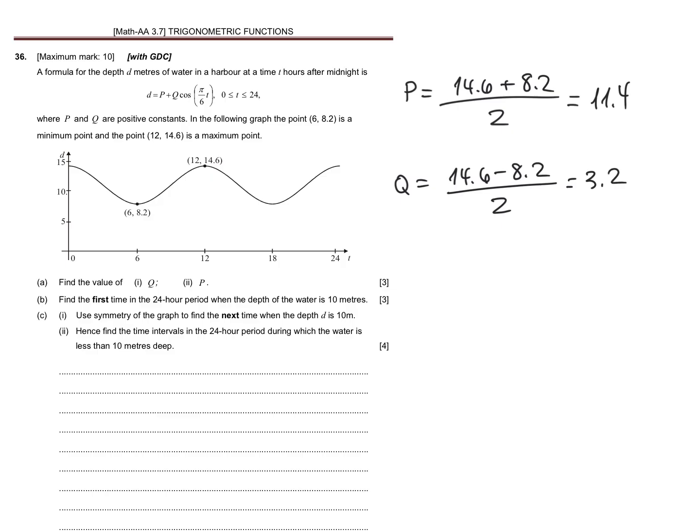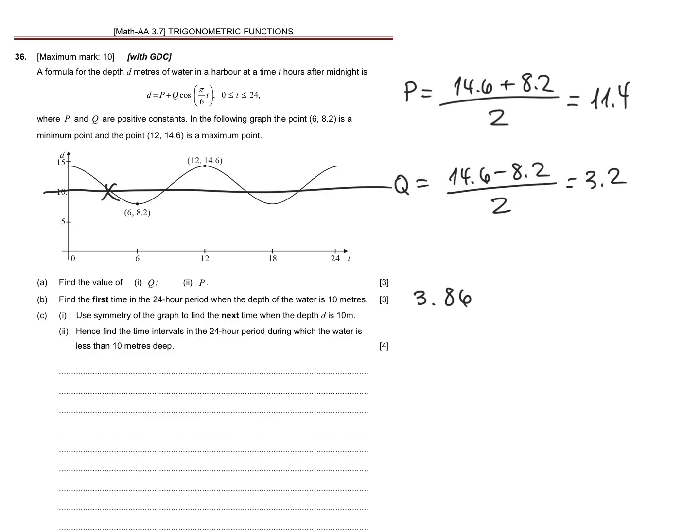Find the first time in the 24-hour period when the depth of the water is 10 meters. So I'm going to graph this, and then I'm going to put in the horizontal line 10, and then I'm going to find that intersection. So that's happening at 3.86.